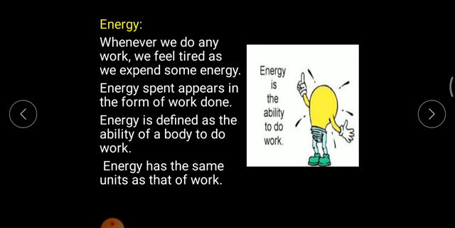We will understand this concept of energy in the next video also, so that's why I did not explain it in full. In the next video, we will see about energy and different forms of energy.